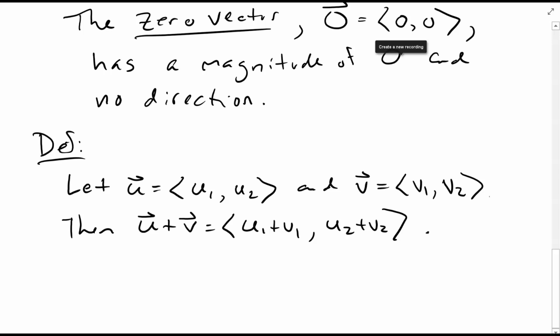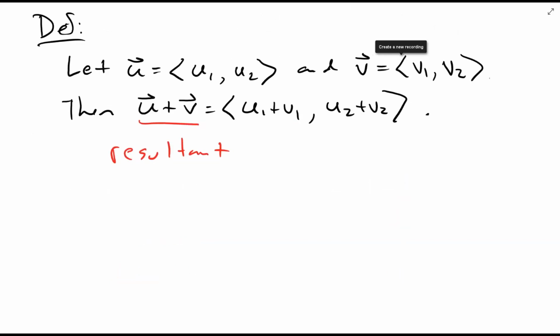Worth noting that this vector u plus v is sometimes called the resultant. That's more of a physics term, but the resultant vector is the vector that's the result of the addition of two vectors. So sometimes we might refer to that as the resultant vector. So this is the component form definition of adding two vectors.